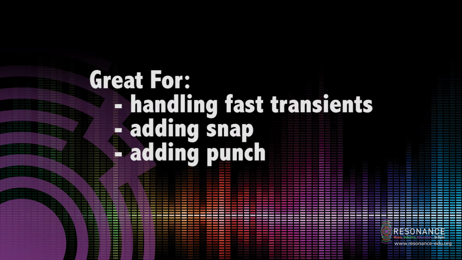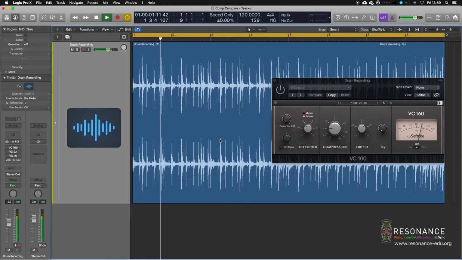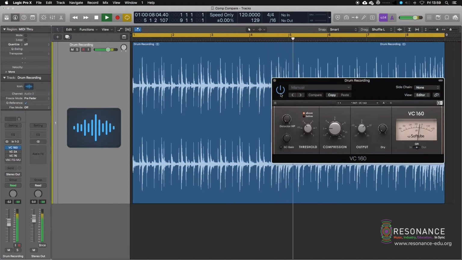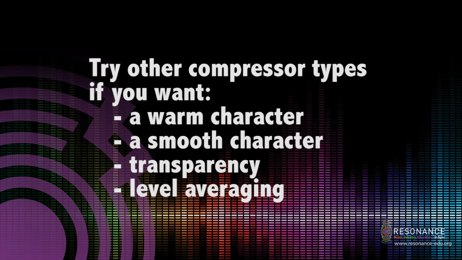VCA compressors are generally fast-acting and sensitive. They are very useful at handling sharp transients, such as drum hits, but be careful not to overuse it, as it can tend to give the impression of a squashed, tight sound, unless of course that is what you're going for. Put simply, a VCA compressor is best suited for when you're looking to add snap and punch. Other circuit types may be a better choice for warmth, smoothness, transparency, or for averaging volumes.